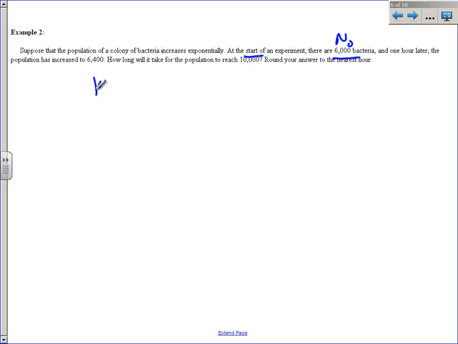This is the first time that we are scratching our heads and we're like, hey, what is my value for K? It doesn't tell me this. That's the first thing you're going to need to find. So when we plug this in, the 6,400 is what it grew to. The 6,000 is what it started with, times e to the, we don't know K, but we do know the value for T. It took 1 hour to grow from 6,000 to 6,400.